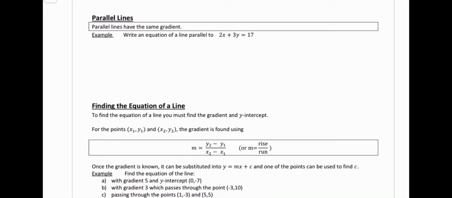So here I've given you an awkward one. It says write an equation of a line parallel to this thing. So first of all, I would rearrange to get it in the form y equals mx plus c.